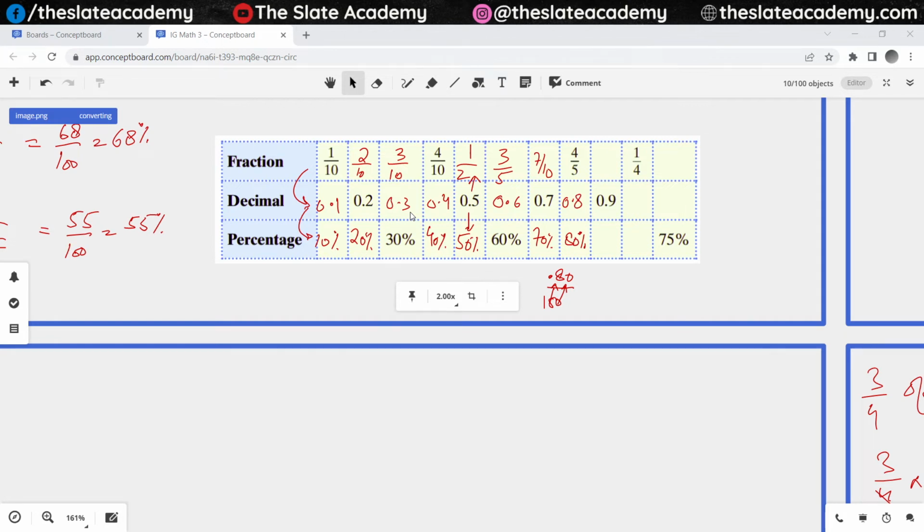All right, Mr. Arman, 0.9, fraction and percentage. 9 over 10, excellent. Miss Anam, 1 by 4, decimal and percentage.